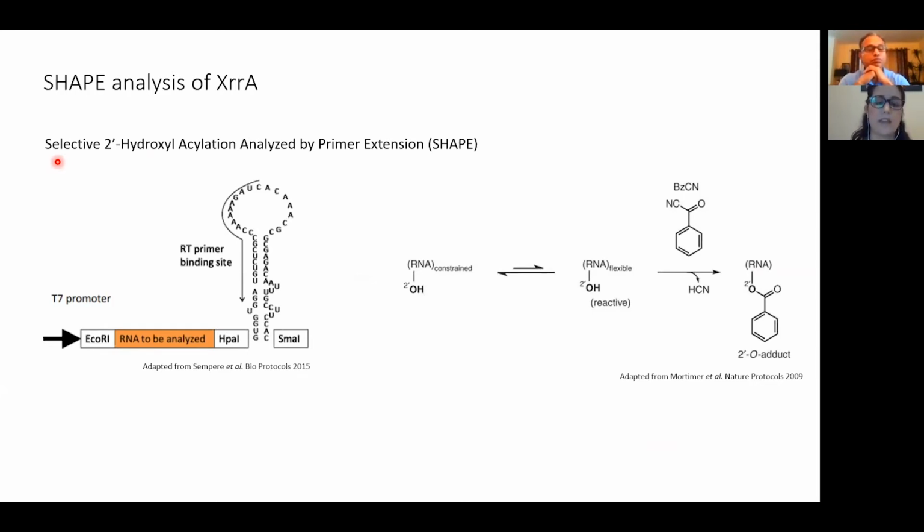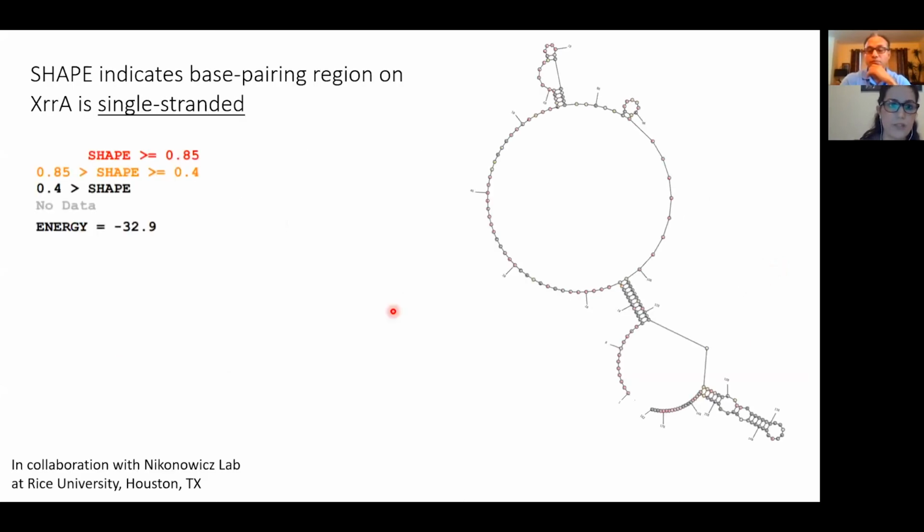So we take in vitro transcribed RNA and treat it with benzoyl cyanide, which will mediate 2' hydroxyl acylation of nucleotides on the RNA. And this modification will only occur in nucleotides that are single-stranded. And then we can map these modifications using primer extension. And so when you do this, you get a SHAPE reactivity score for each nucleotide of the entire RNA, where the higher the score, shown in red, the higher the probability that this particular nucleotide is single-stranded.